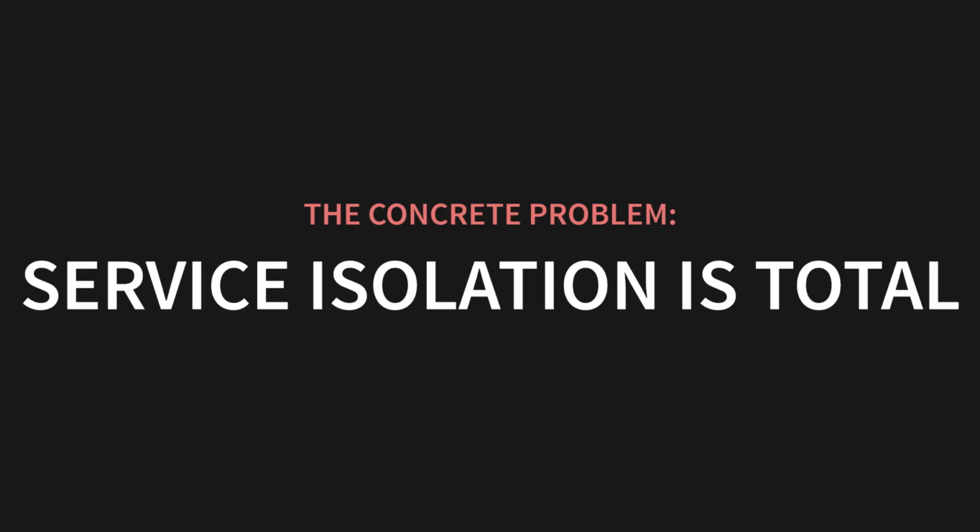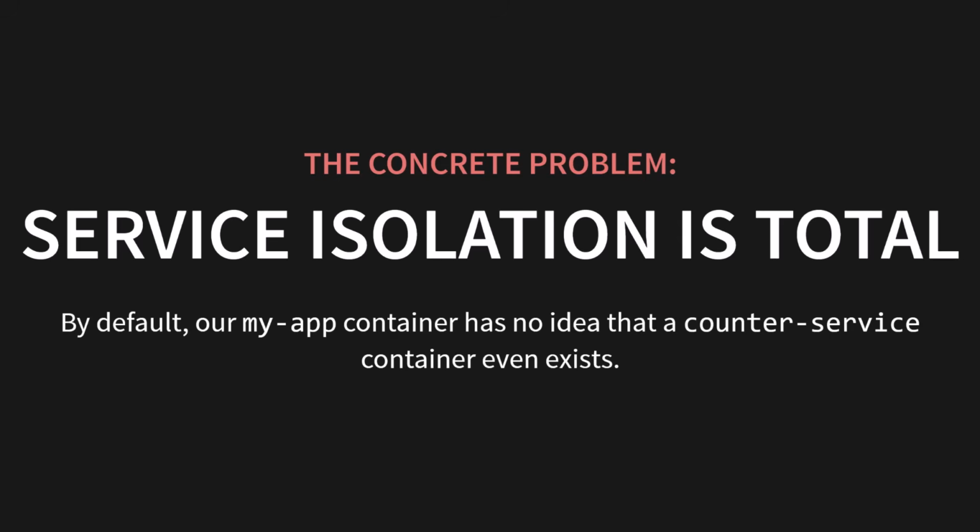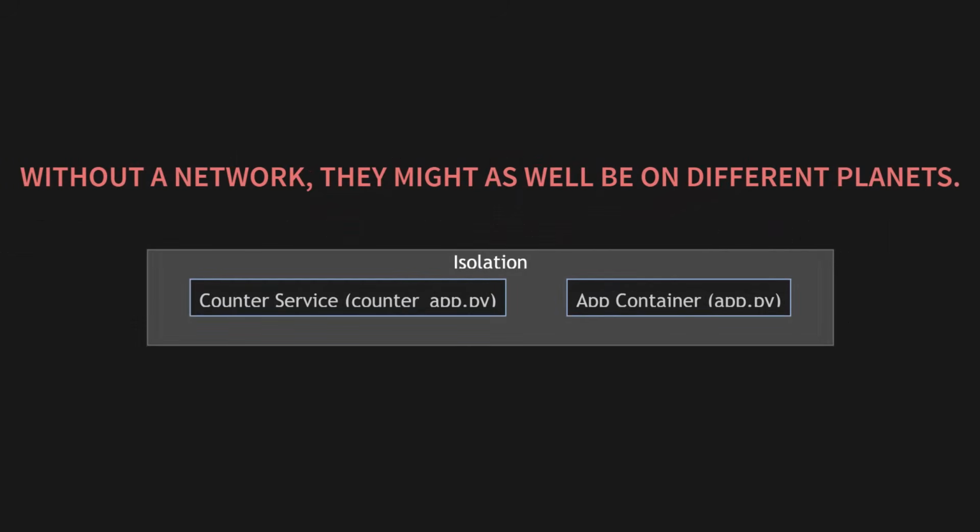Let's look at the concrete problem. Service isolation is total. By default, our my-app container has absolutely no idea that a counter service container even exists. Without a network connecting them, they might as well be on different planets. As you can see in this diagram, they're just two separate, lonely boxes.